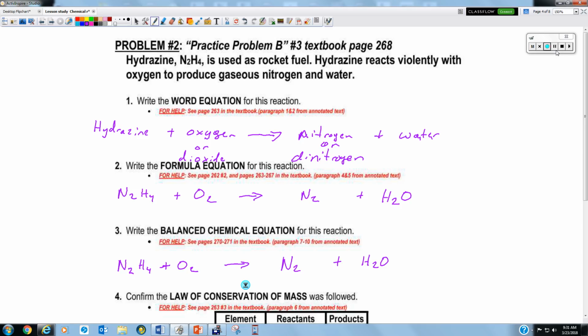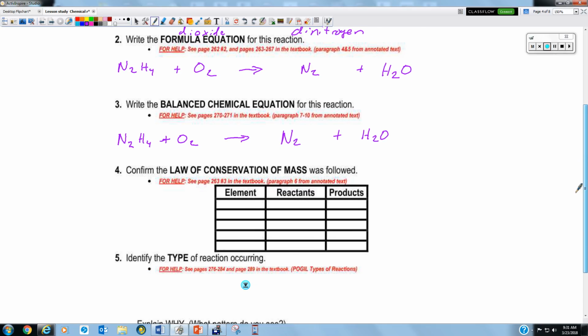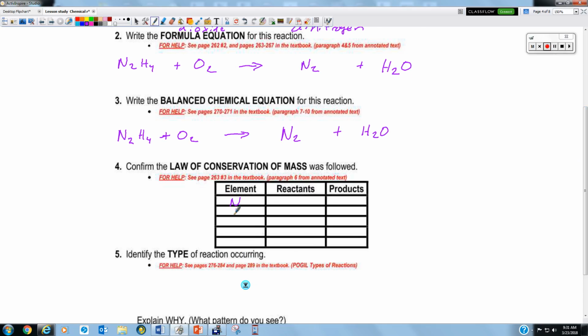If you have trouble balancing it, you could go ahead and start using this part. So I would go ahead and list my elements. I have nitrogen, I have hydrogen, and I have oxygen. Just remember, if you change it on one side, make sure you follow the changes on the other side. Because nitrogen is part of it as well. You always change the coefficient. The subscripts are what I don't change.